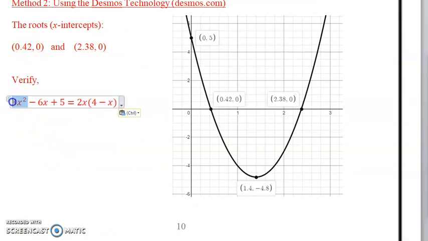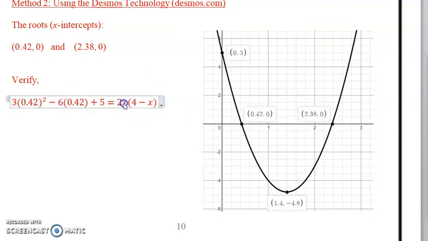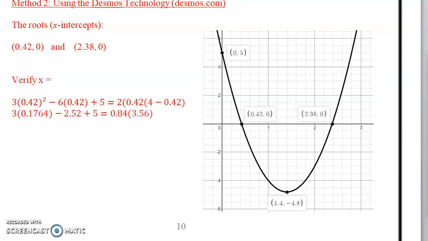So plug in 0.42. Again, if you took the exact value you had, this was rounded, so it's going to be a little bit off. 0.42 multiplied by 0.42 minus 4, subtract 0.42. All right. So we'll do that math there. So I'm going to verify x equal to 0.42, right? That was one of the ones we found. Not doing both. You could try the other calculation, but I'll show one sample calculation.